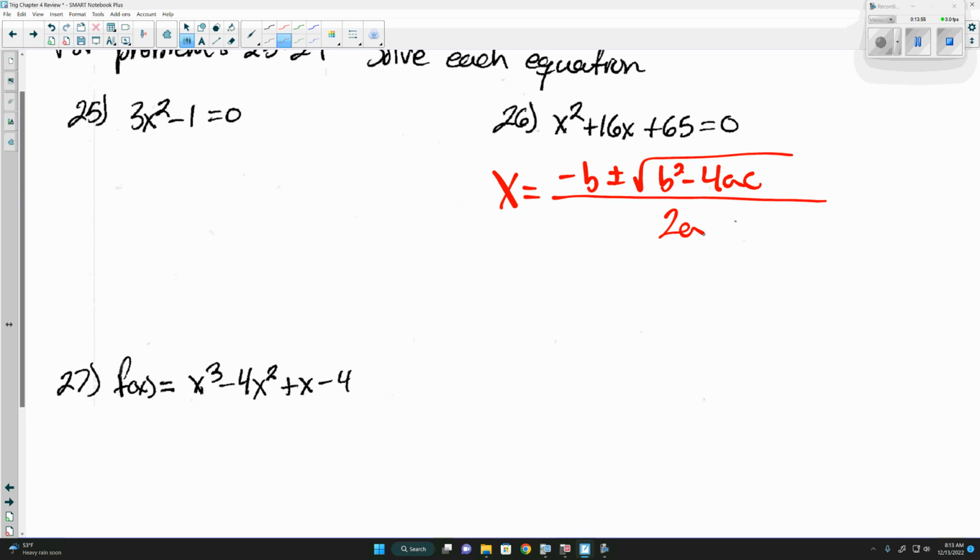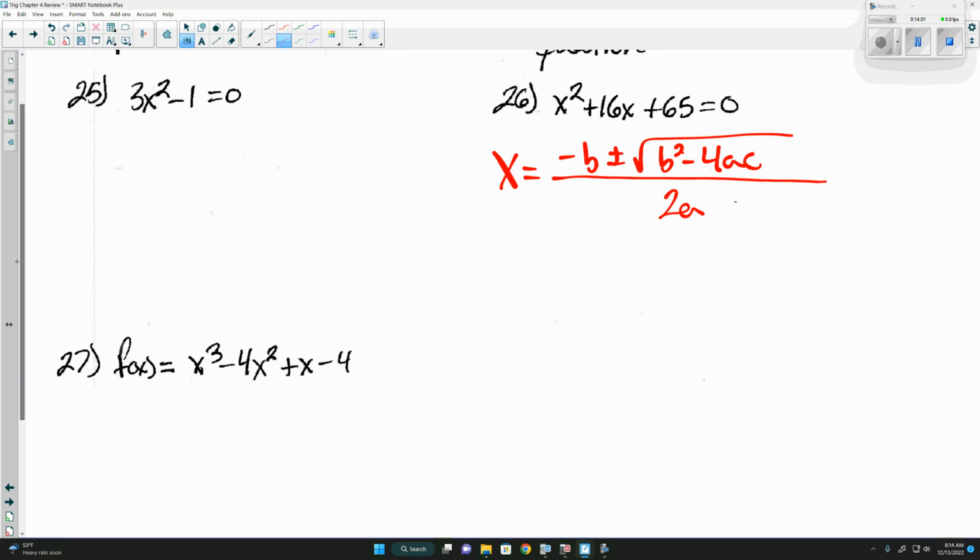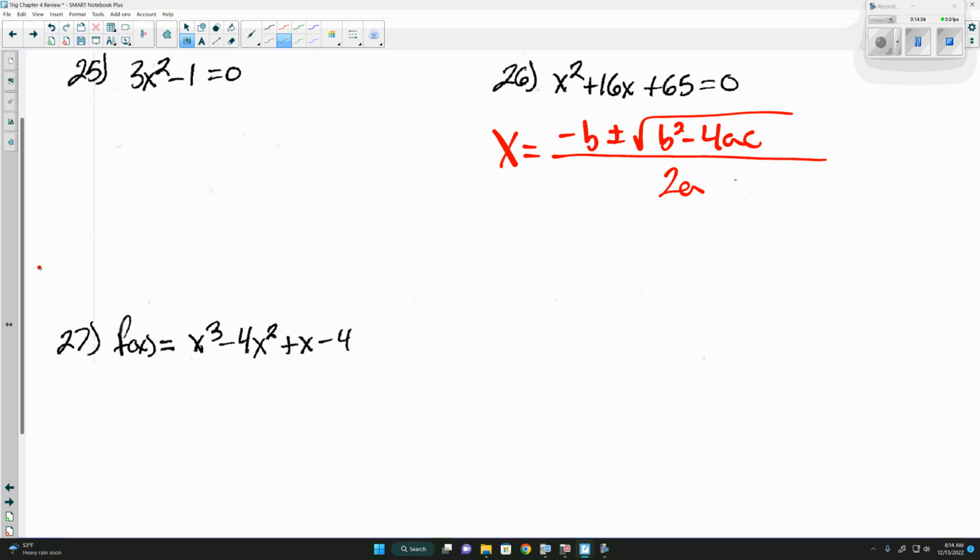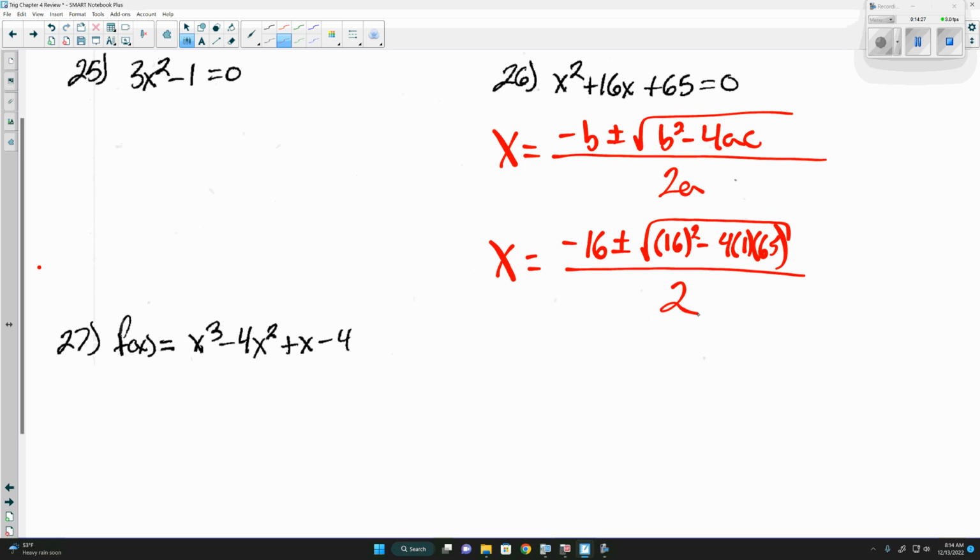Since it's a quadratic, we can go just to the quadratic formula. Negative b plus or minus the square root of b squared minus 4ac all over 2a. Well, the value b in our case is positive 16, so negative b is going to be negative 16. Inside the square root, we're going to have 16 squared minus 4 times 1 times 65. And it's going to be all over 2a, 2 times 1, which will just be 2.